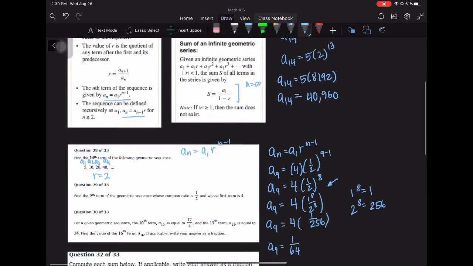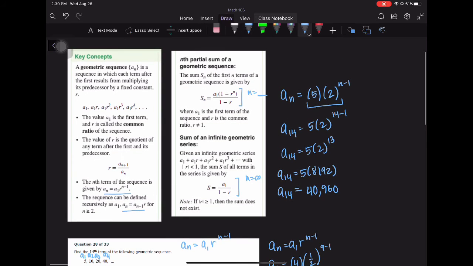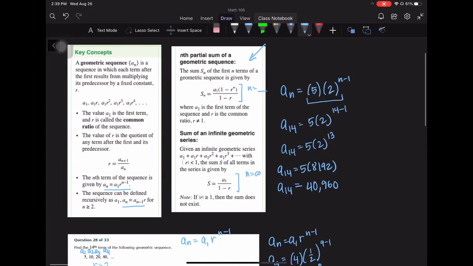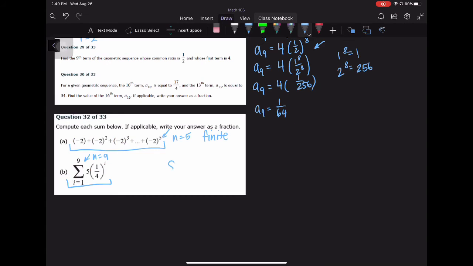Going up to the next page over here on the right, the sum of a sequence with n terms is given by this formula right here. S sub n is equal to the first a term times 1 minus r to the n over 1 minus r. We need to know the first term, we need to know the common ratio, and we need to know the nth term that we're talking about.